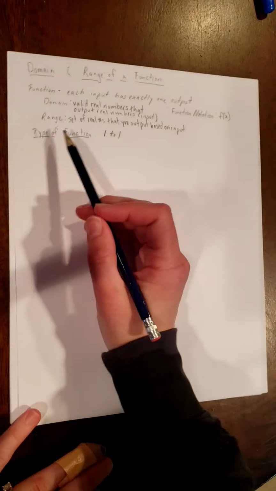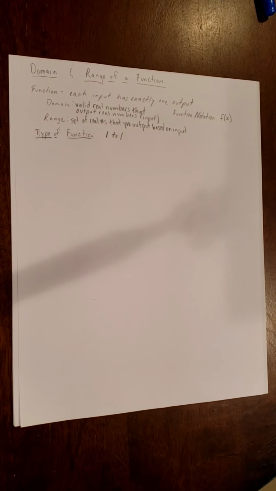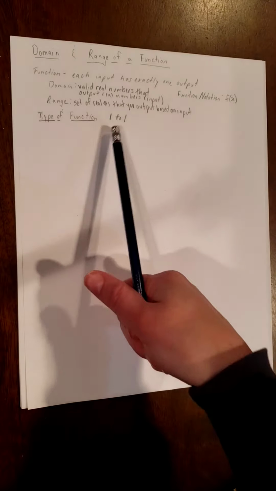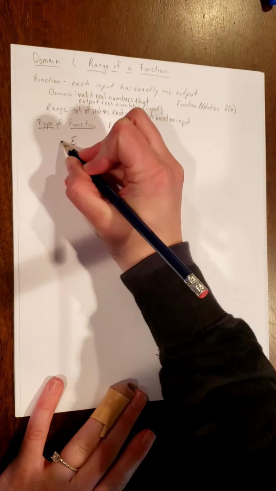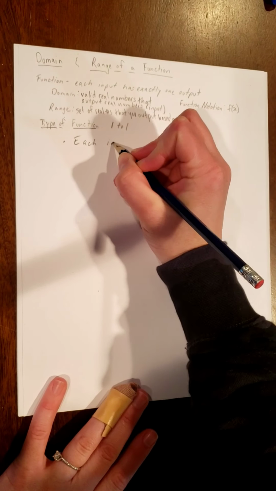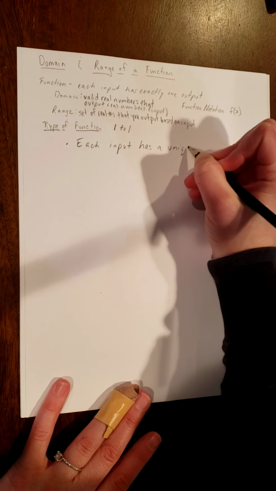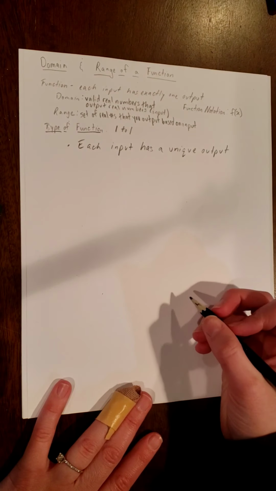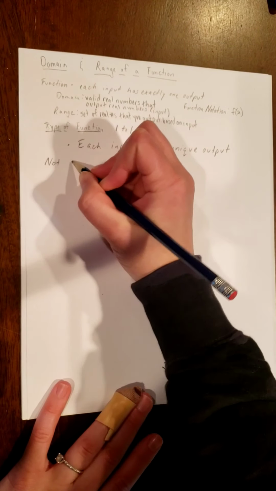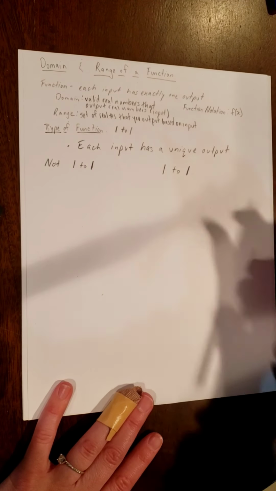So the next thing to go over is a special type of function called a one-to-one function. I'm bringing up one-to-one functions because that is important when we talk about inverse functions. A function is one-to-one if each input has a unique output. So for example, we'll do one that is not one-to-one, and then we will do one that is one-to-one.